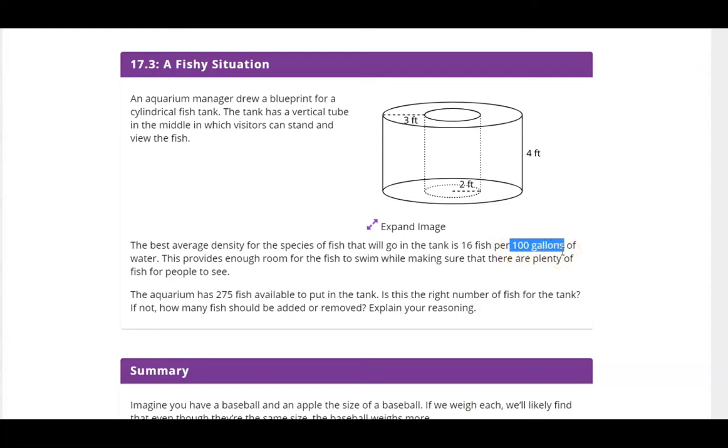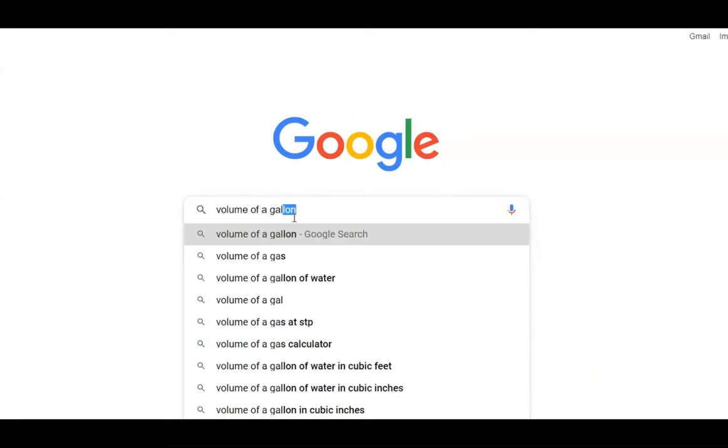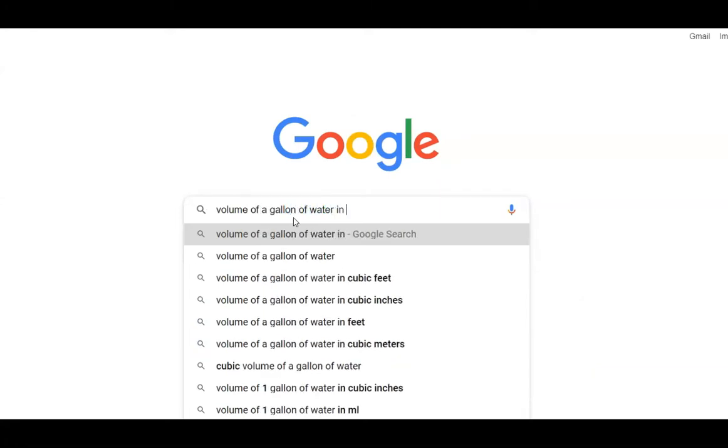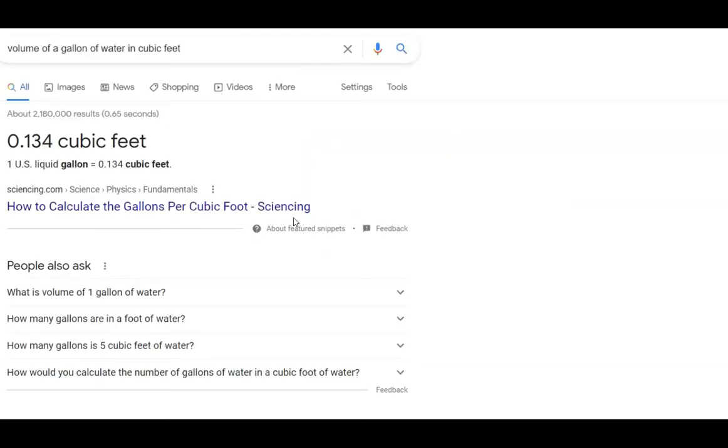So I'm going to have to use good old Google to figure out how many gallons of water fit in how much volume. Okay? So I'm probably just going to go something like volume of a gallon of water in, hey, we're in cubic feet, so that's good. Let's go with cubic feet. 0.134 cubic feet. 1 gallon is 0.134 cubic feet. I'm going to write that down.